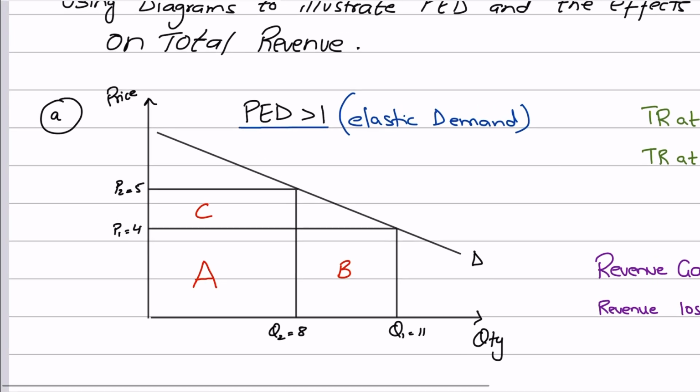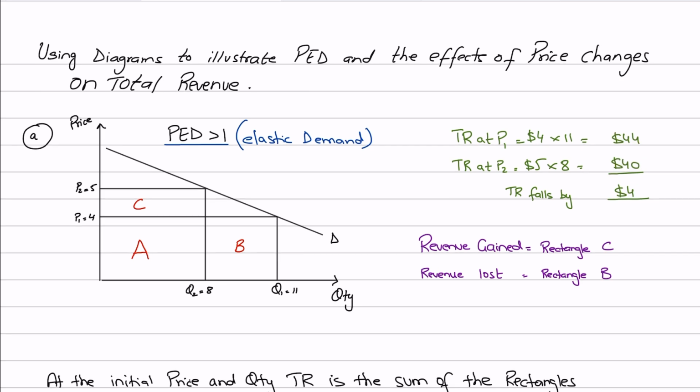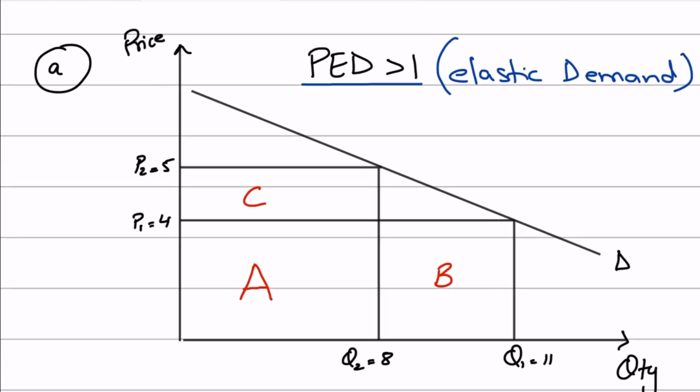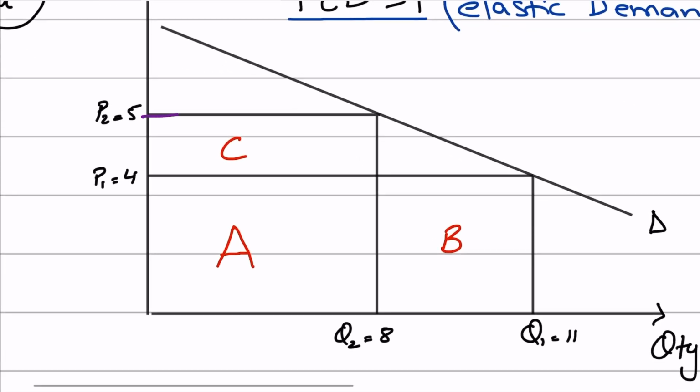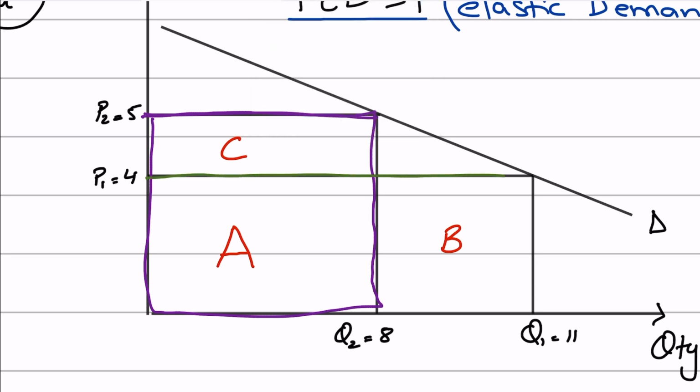So you say A plus B. So the old revenue is area A plus area B. And once you increase the price to $5, your revenue would be price times quantity. And so this entire rectangle A plus C is your revenue. Initially, your revenue was how much? Initially, your revenue was A plus B, right? But now your current revenue is A plus C.